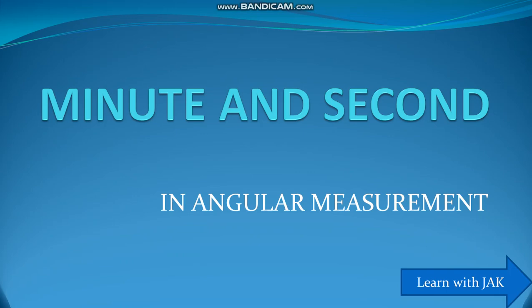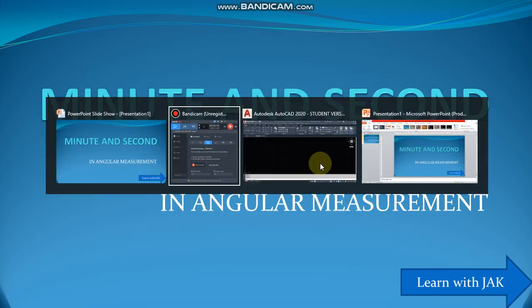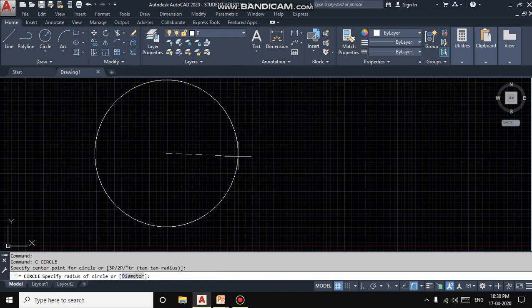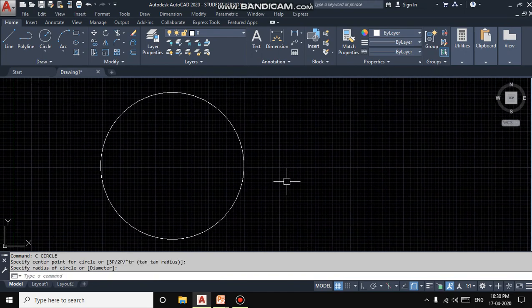For that, let us draw a circle and mark a 1 degree angle measurement in it. So let us take the radius of the circle of any dimension. So this is our circle, and we have to mark a 1 degree angle measurement in it. This will help you to understand much easier. So let me mark a 1 degree angle over there.